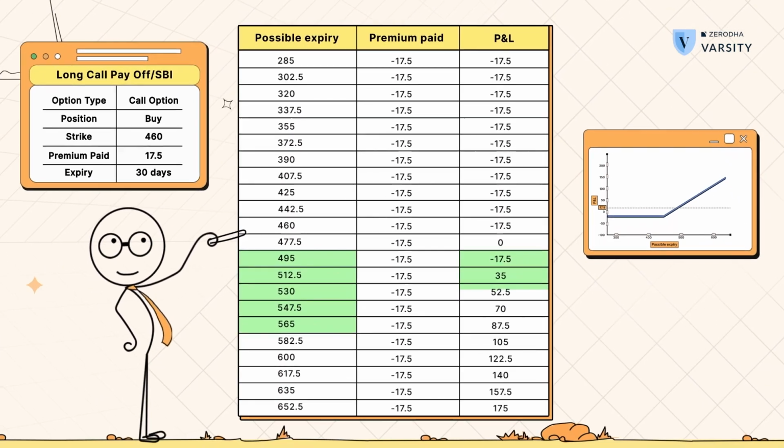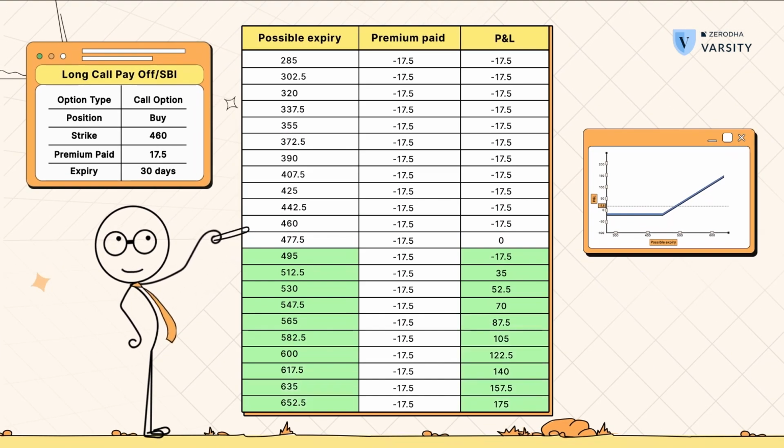Anything more than 477.5, you start making a profit. As and when the stock price increases, the profit potential increases. This is called the payoff of a long call option, or simply the call option buyer. Now remember, when I bought the call option of SBI 460 strike by paying a premium of 17 rupees 50 paisa, there was a seller on the other side of the market.